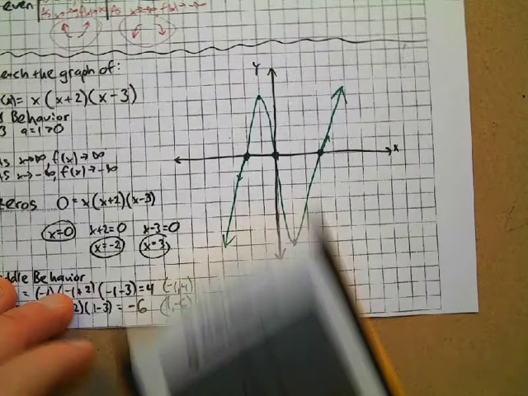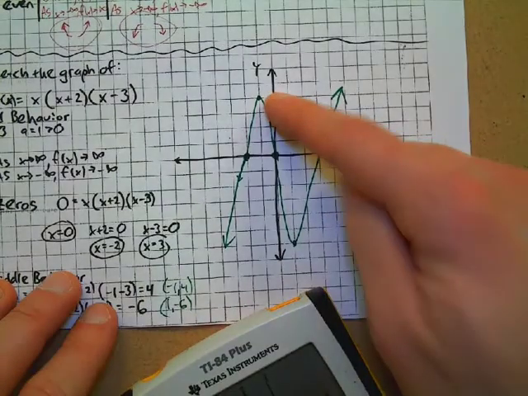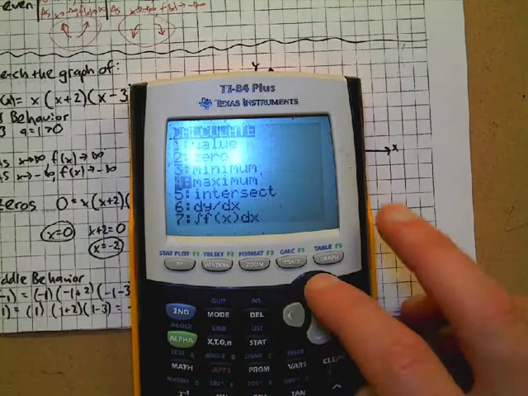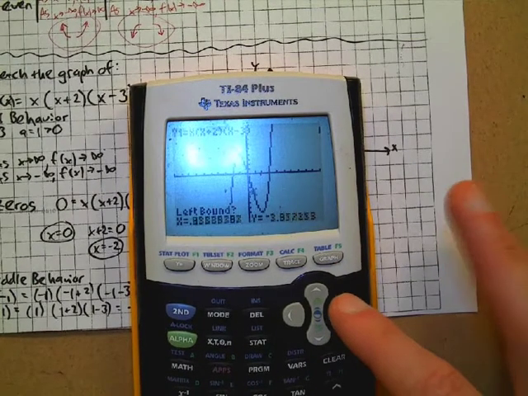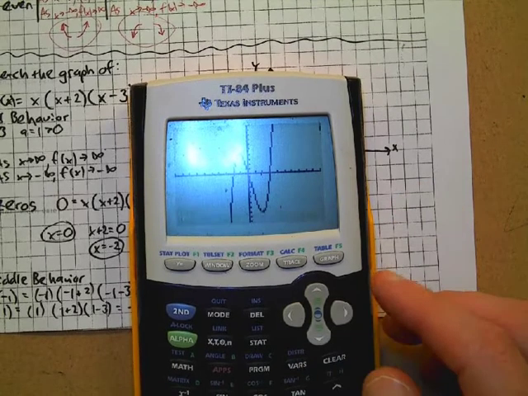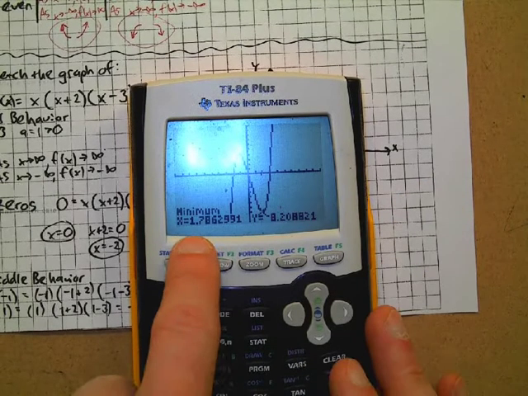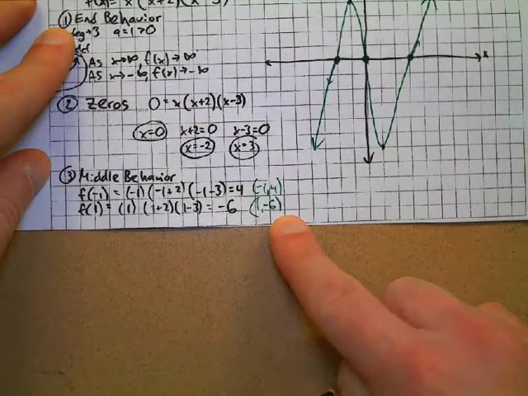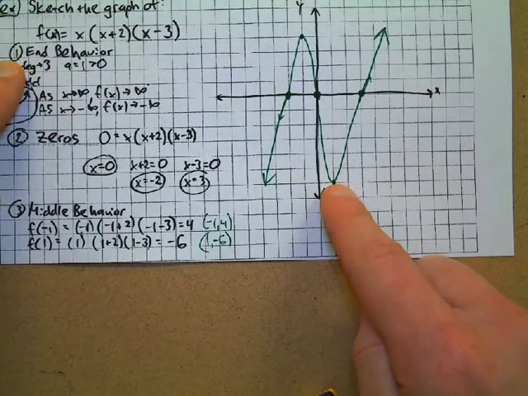Okay, so we're estimating this peak here. Same thing with this valley. If I use my graphing calculator, second trace, minimum, go to the left, hit enter, go to the right, hit enter, go to the bottom, hit enter. You can see again, it's like 1.786, and the lowest we get is negative 8. Whereas here I have the point 1, negative 6. So we actually go a little bit lower than this and to the right.